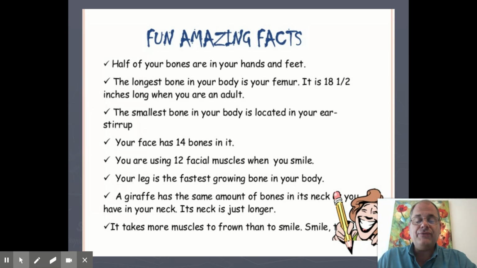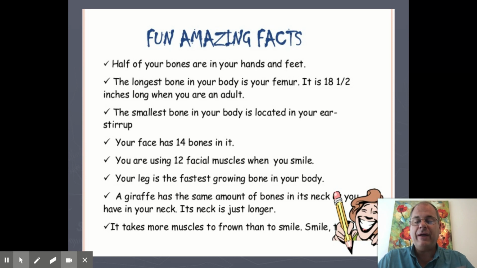Your face has 14 bones. You are using 12 facial muscles when you smile. Your leg is the fastest growing bone in your body. Sometimes you might feel it grow and it stretches and it hurts. That's a real pain. It's called a growing pain. That's when your bones are growing. Your bones have to grow too, just like you do.